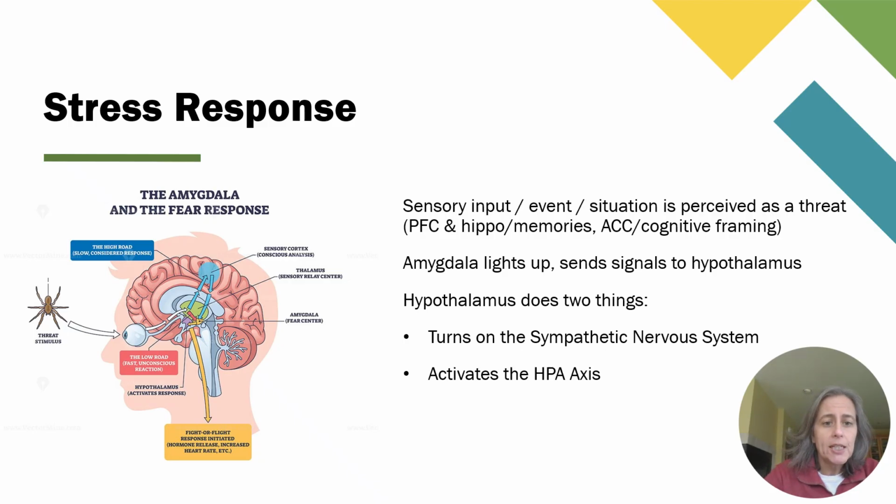So you see the spider and you send that information to your sensory cortex, but you're also sending that information to your hypothalamus down here, which is not showing up very well. Let me try, I'm going to use black actually. Right, so your hypothalamus, which is here, is going to do two things.